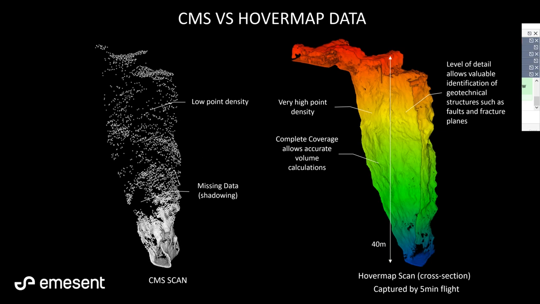This is a side-by-side comparison of the same stope. On the left, you'll see that it was scanned with the CMS, and on the right is Hovermap. And on the left, you can see that high concentration of points down towards the bottom where the CMS was introduced into the stope, and then it becomes very sparse. There's still the general outline, and that's been acceptable for the last 20 years. There's nothing wrong with that.